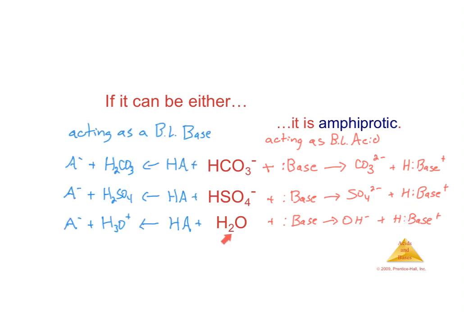On the other hand, if our species are acting as a Bronsted-Lowry base, or a proton acceptor, they can accept a proton from an acid, protonating them, and forming the anion of the acid. So in this case, each species, the original Bronsted-Lowry base forms a conjugate acid, and the Bronsted-Lowry acid forms a conjugate base.